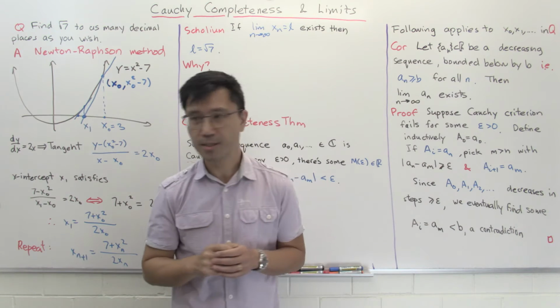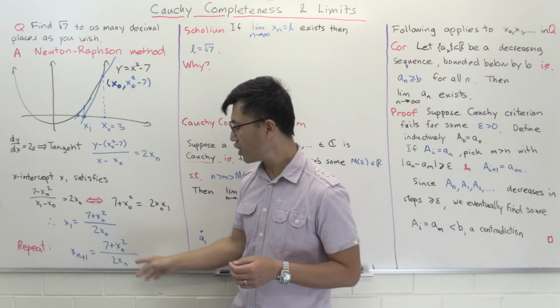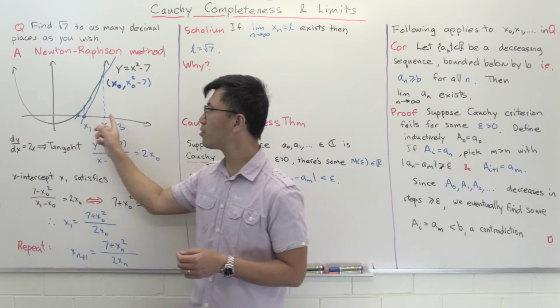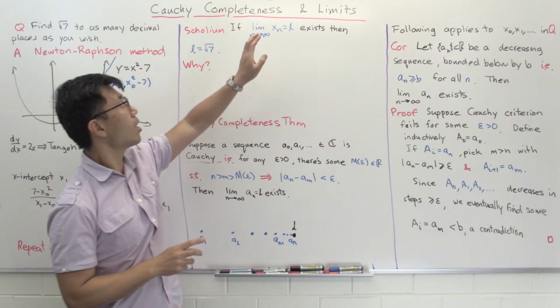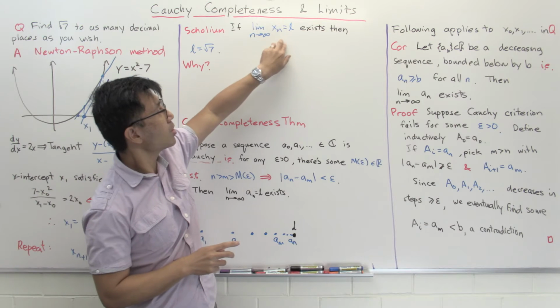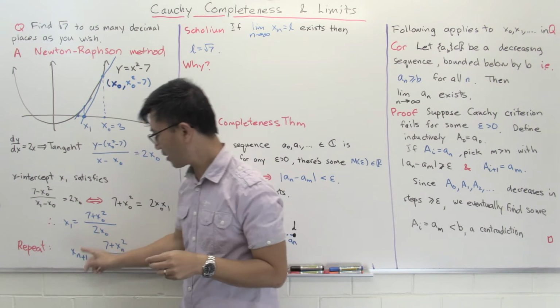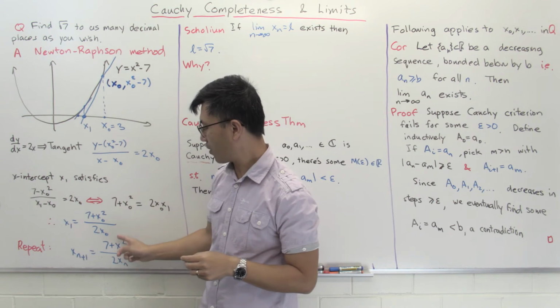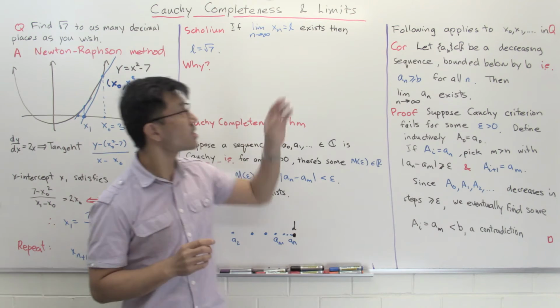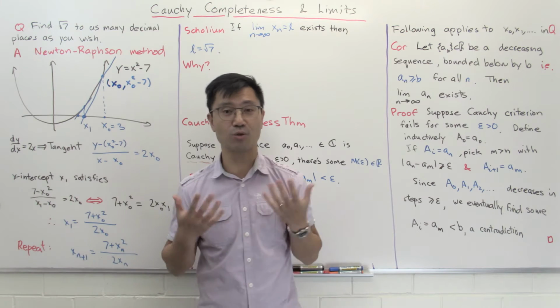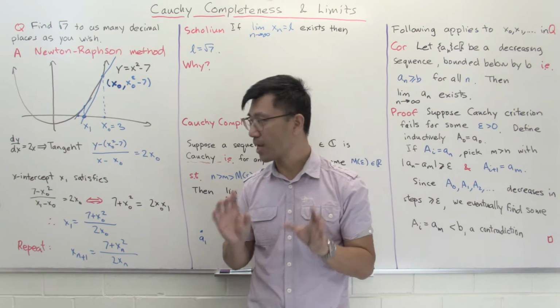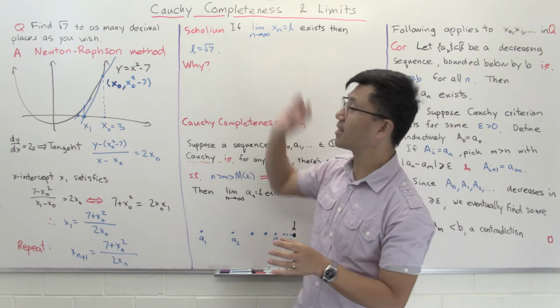And the point here is that, of course, you would hope that as you keep repeating, you get closer and closer to the final answer. And the scholium here is that if we do actually know that the limit exists, if the limit of these approximate solutions actually exists, then the limit L actually has to equal root 7, so it is the correct thing. So this is one of those cases where it's good to know that the limit exists.